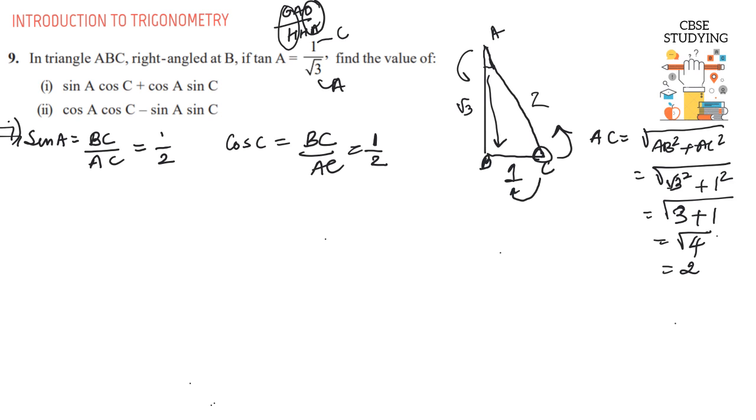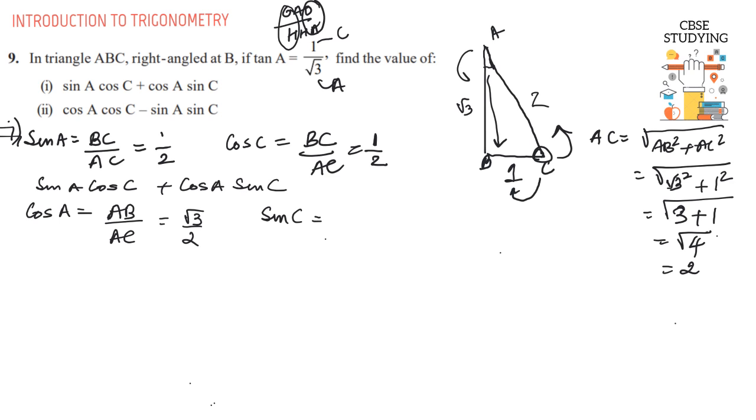So now what is our equation? Sine A cos C plus cos A sine C. Okay, so we also need the values of cos A and sine C. So what is the value of cos A? Adjacent by hypotenuse. Adjacent to cos A is AB and hypotenuse is obviously AC. So root 3 by 2 and sine C. Sine C opposite is AB and hypotenuse is AC. So root 3 by 2.